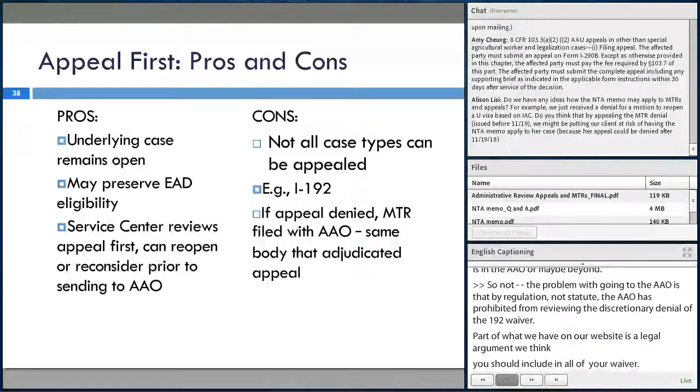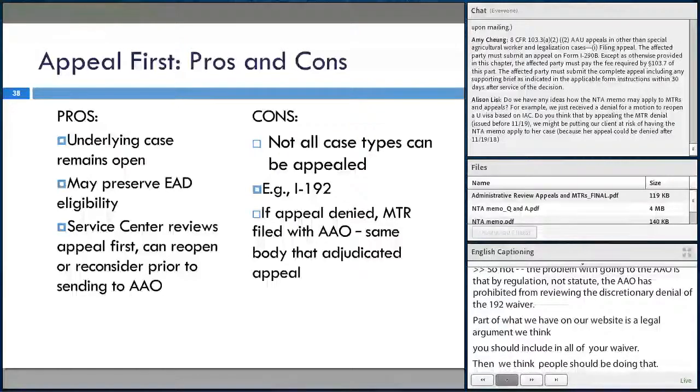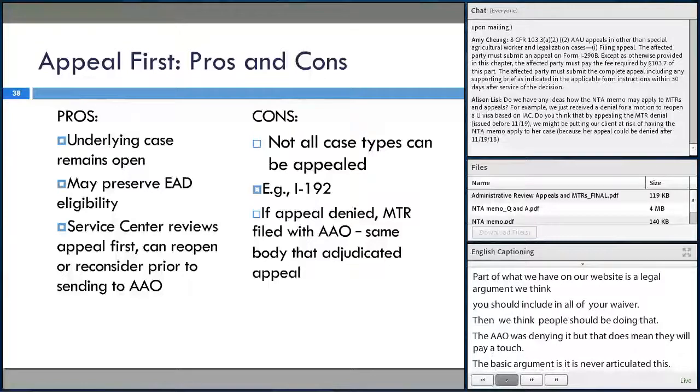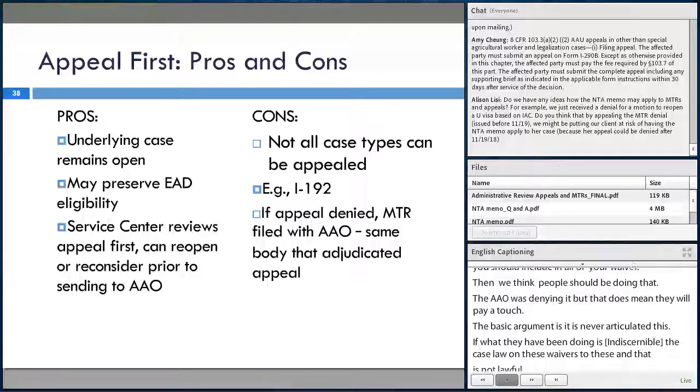The basic argument is that Vermont has never articulated and really implemented the D14 waiver, which is a special waiver that Congress created for these. What they have been doing is essentially glomming the case law on D3 waivers onto D14 waivers, and that's not lawful. That's an Administrative Procedure Act violation. That's a legal issue the AAO should be able to review, and that's all written up.